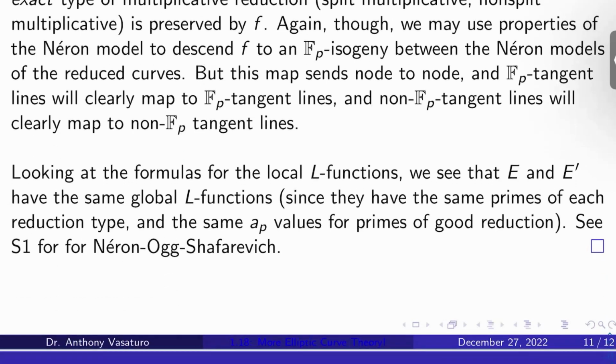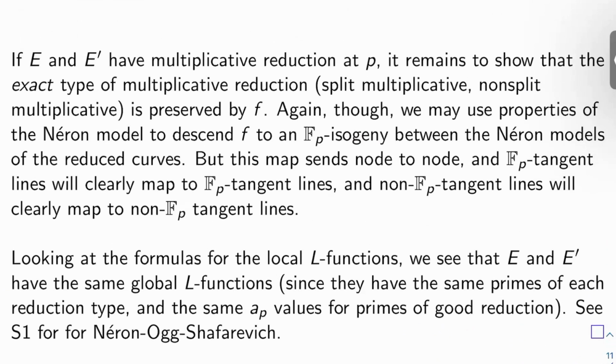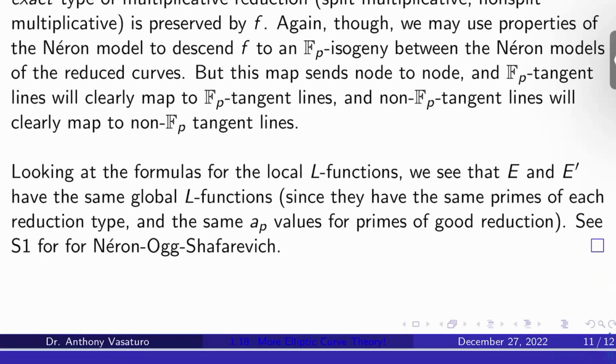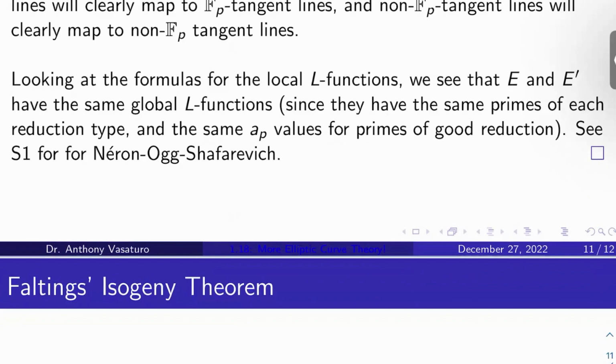Okay, so if you just look at the formulas for the local L functions, you see that E and E' have the same global L functions. Okay, so see my previous video on L functions. I think that's one, two, or three videos ago, I'm not sure. Okay, and this is because they have the same primes of each reduction type, and the local L factors are determined by which reduction type the prime has. Okay, and then because E and E' have the same a_p values, the local L factors at primes of good reduction are the same, and so you're all set. If you want to see a proof of Néron-Ogg-Shafarevich, I would just see Silverman 1.